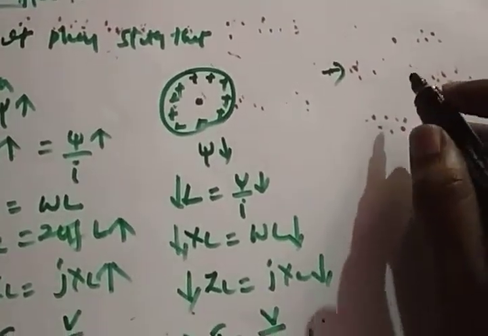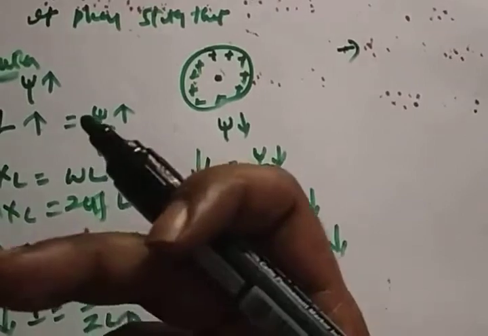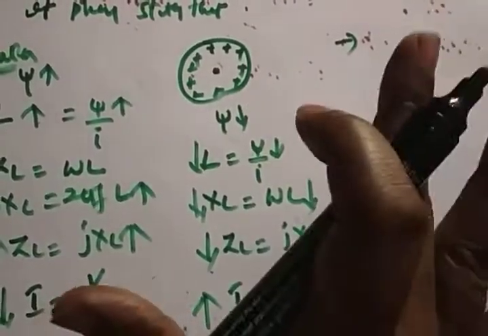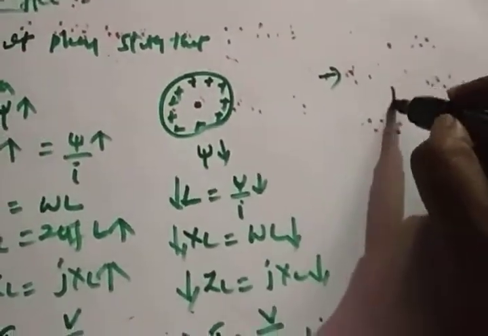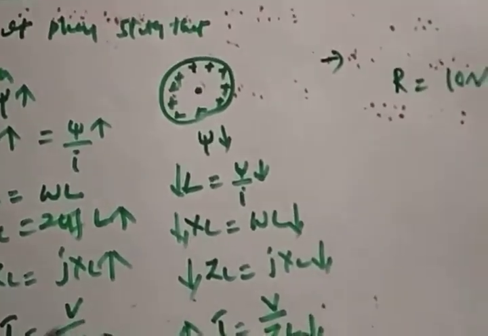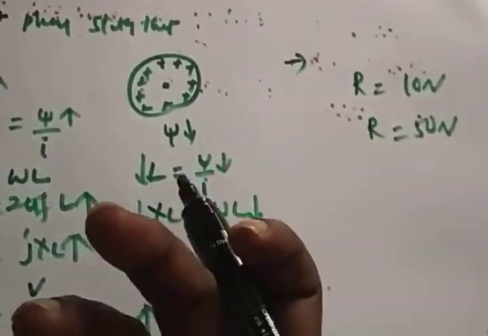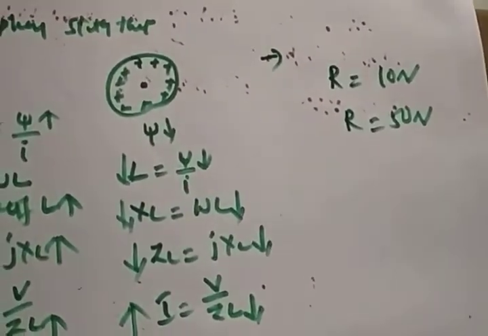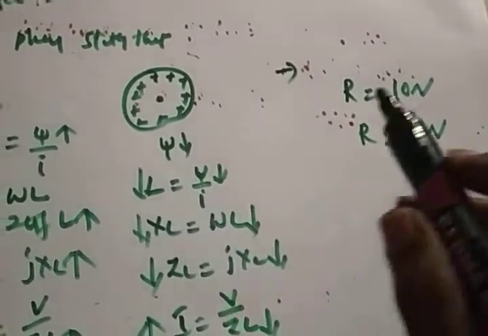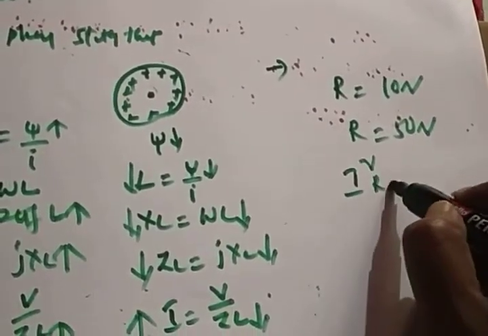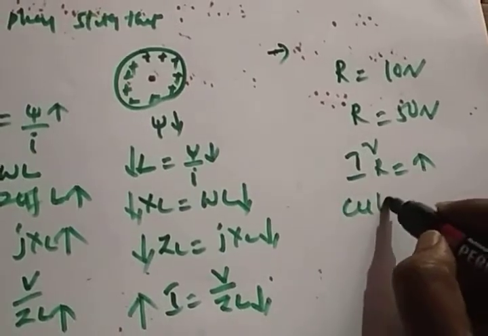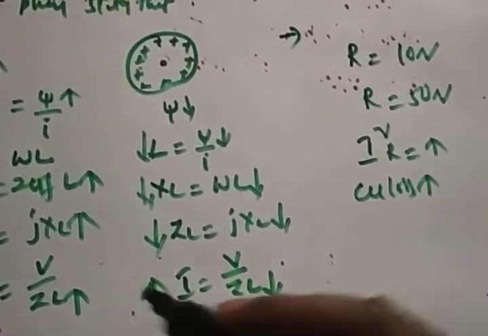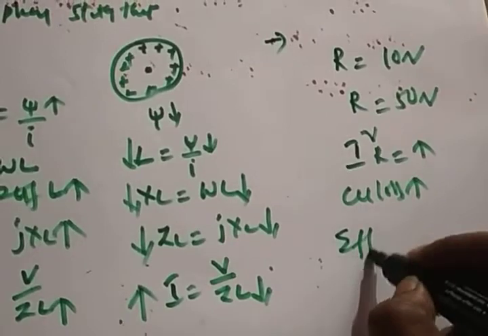For suppose, before sending power in a transmission system from the sending end to the receiving end, the resistance value is 10 ohms. Assume that while power is being transferred, due to the skin effect the resistance value increases to 50 ohms. That is, the effective resistance increases because the current is concentrated at the surface. If resistance increases, I squared R increases. That means copper losses increase. If copper losses increase, what about the efficiency?